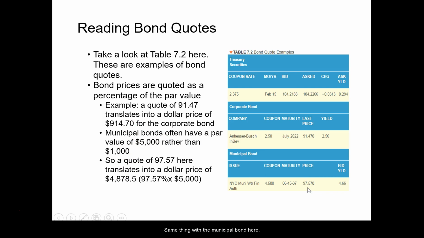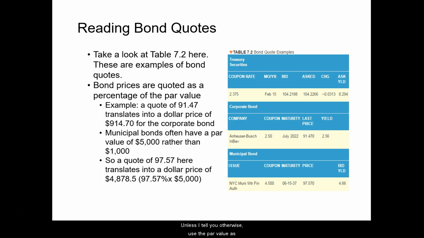Here you have this bond issued by some office in the New York City government. The price is quoted as 97.57. So that is 97.57% of the par. Now for municipal bonds, usually they have a par value of $5,000. So we use the 97.57% multiplied by the 5,000 par value to get the price for this one bond. It would be $4,878.50.